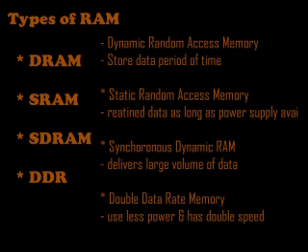Next RAM is DDR. Full form is Double Data Rate Memory. This memory uses less power. It has double speed compared to the SDRAM. Okay, SDRAM already we studied. It is a high speed memory. That double speed is which one? DDR.